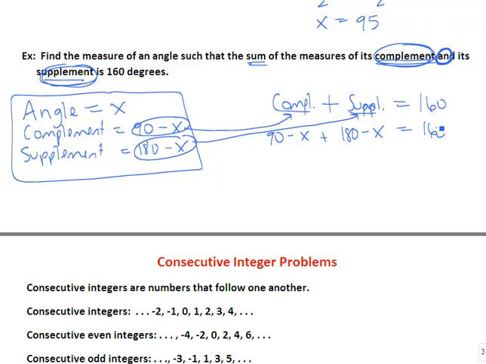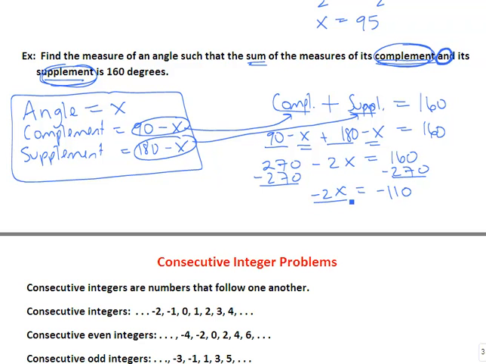So here's our new equation. 90 minus x plus 180 minus x has to equal 160. Okay, now to simplify. 90 plus 180 is 270. Negative x minus x is negative 2x. I have x on the left side, so I'm going to subtract 270 over to the right side. So I get negative 2x equals 270 minus 160, which is negative 110.